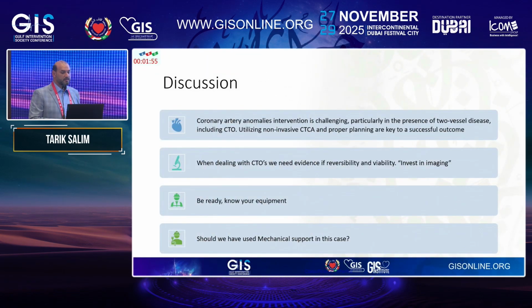Coronary artery anomalies intervention is challenging, particularly in the presence of 2-vessel disease, including chronic total occlusion. Utilizing non-invasive CT coronary angiography and proper planning are key to a successful outcome. When dealing with CTOs, we need evidence for reversibility and viability, so invest in imaging. Be ready to know your equipment, and should we use mechanical support in this case? I think this is open to discussion.